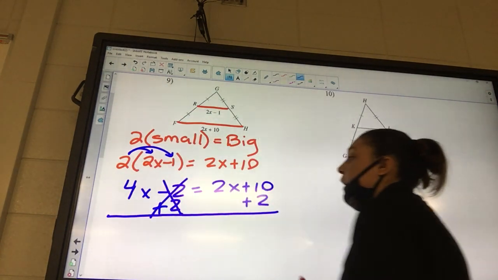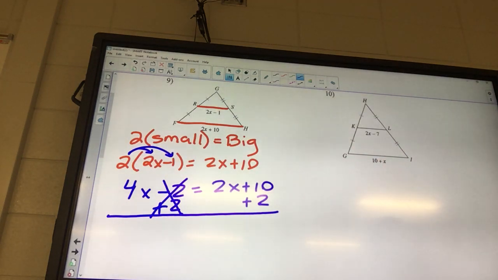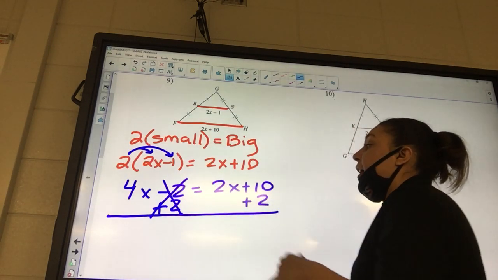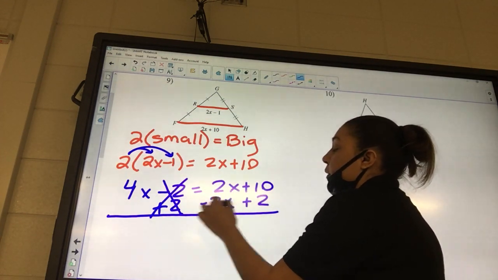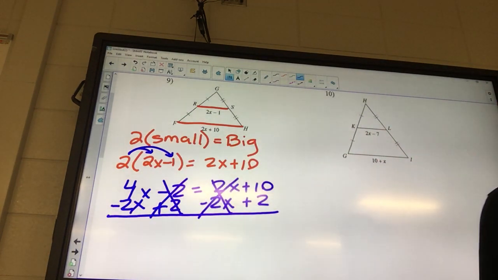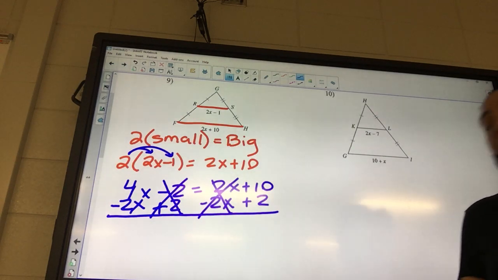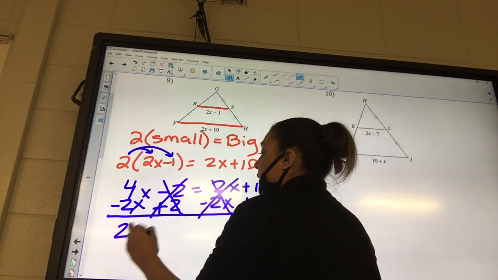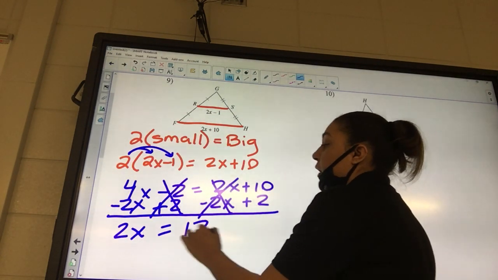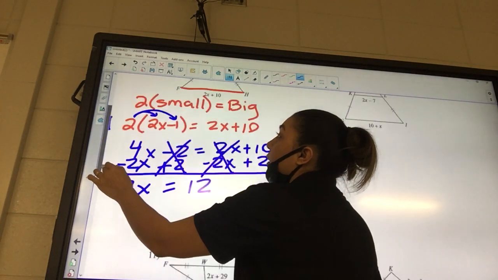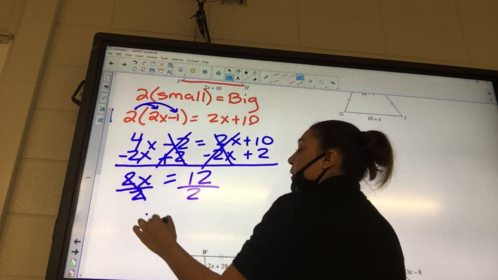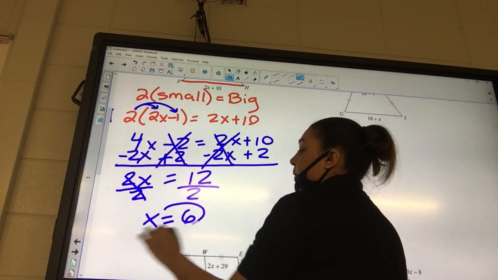Okay, and then we got to move any letters to the left. And so on the other side I have a 2x, and so I need to move that. So I'd say minus 2x. So on the left side I got 4x minus 2x, which is going to be 2x. And on this side I'm going to have 10 plus 2. It's 12. So I got 2x equals 12. Divide by 2 next. And we're going to divide by 2. Yep, and so x is going to equal 6. That's what I was going to say.